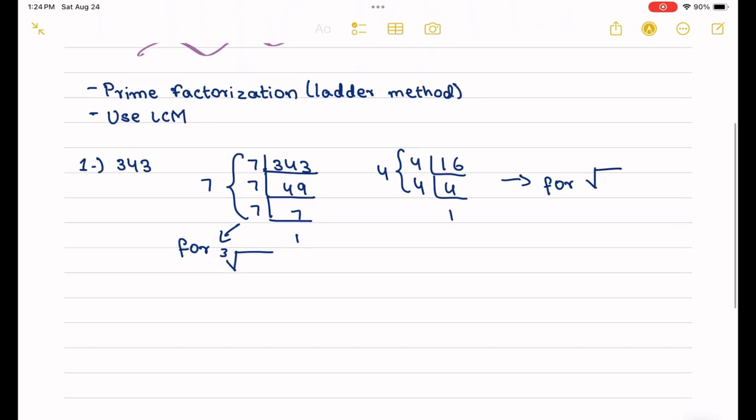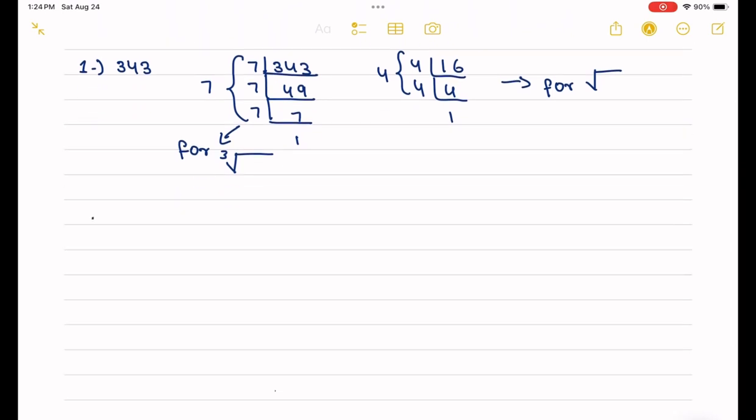But for 343, or for cube roots, we're gonna take 3 numbers. It's a trio of the same number. 7, 7, 7, we're gonna take 7. So the cube root of 343 is equal to 7.